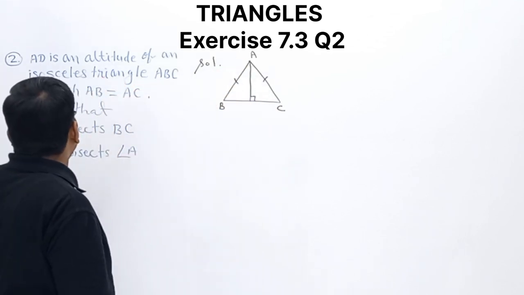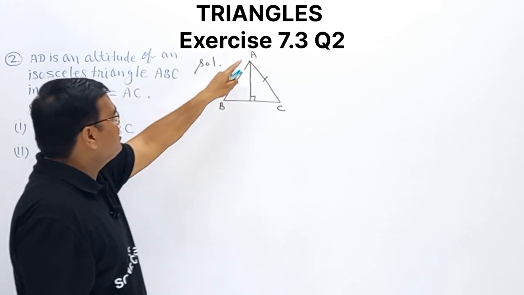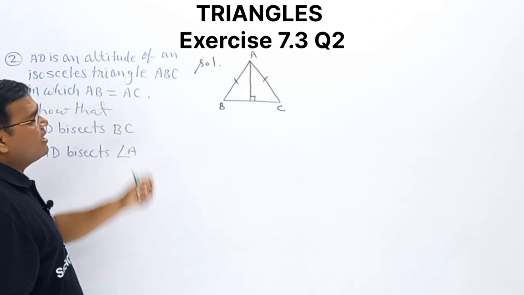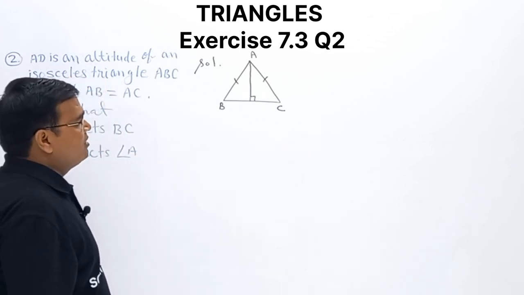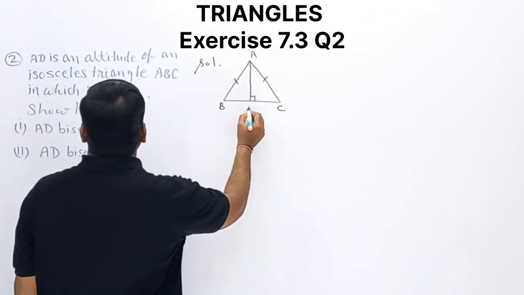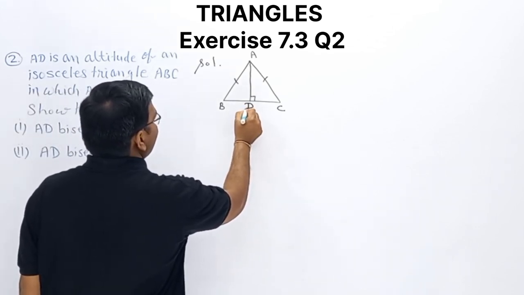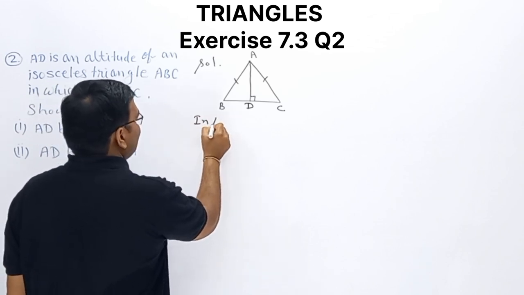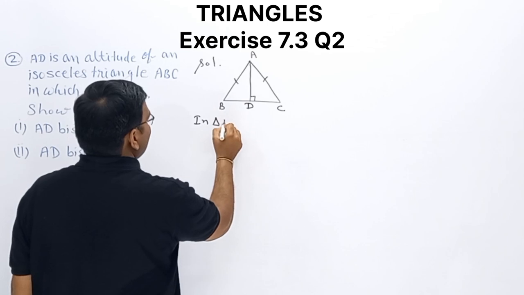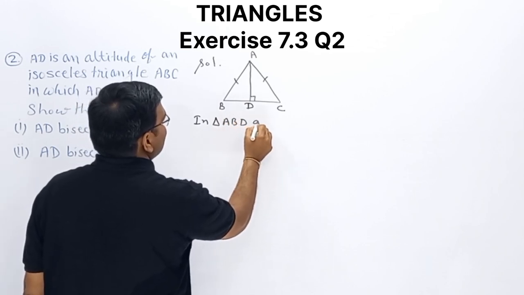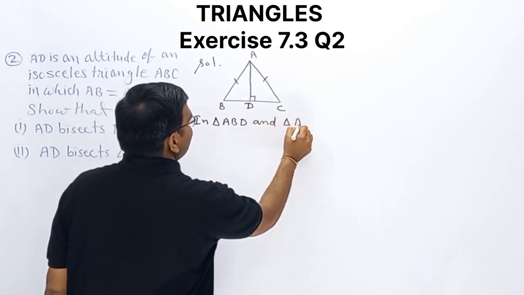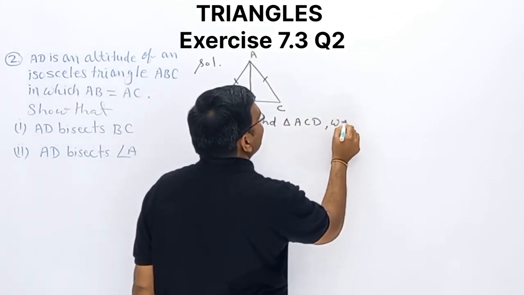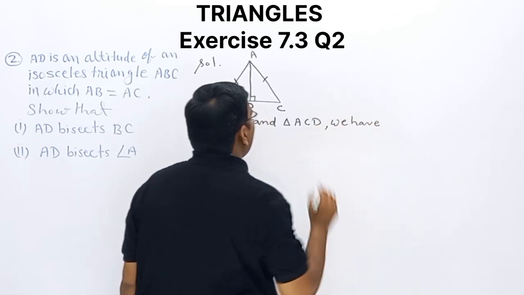ABC is isosceles triangle in which AB equal to AC. This side equal to this one. We studied already in the isosceles triangle we are having two equal sides. Clear? So now I am taking this point as D. So in triangle ABD and triangle ACD, what are we having?